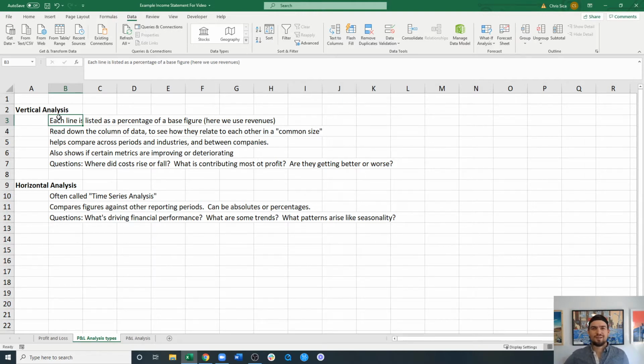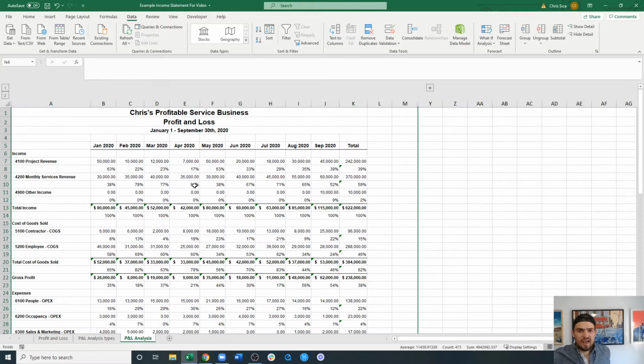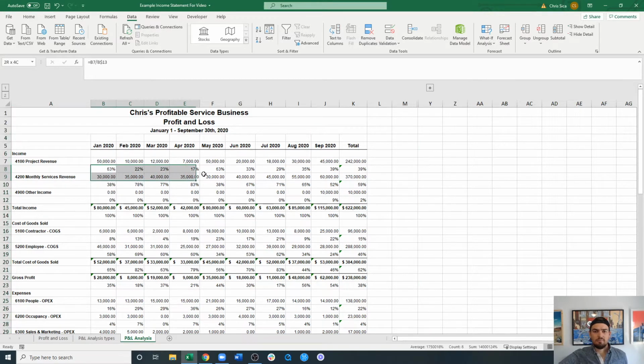So let's go ahead and jump into this income statement. So here we have Chris's profitable service business. And this is the same P&L as before, January through September. And what you'll notice is there's been a couple more lines added, right? So what I've done is I've gone in and I've added these margins or these percentages between every line in the income statement. And the way that I calculated that is I just take whatever the account is that we're looking at. So in this case, it's project revenue.